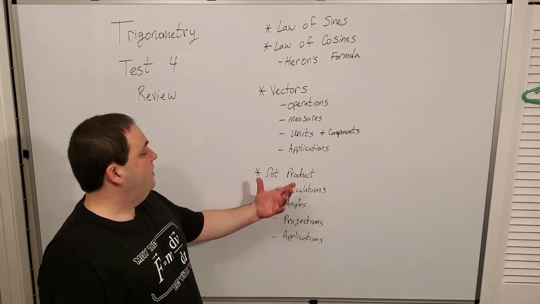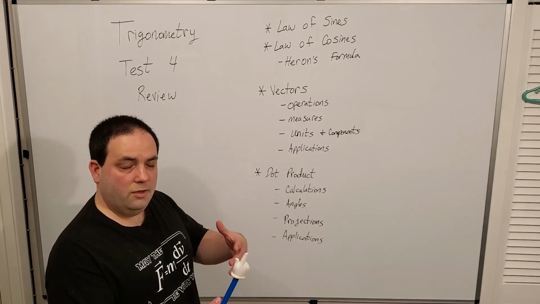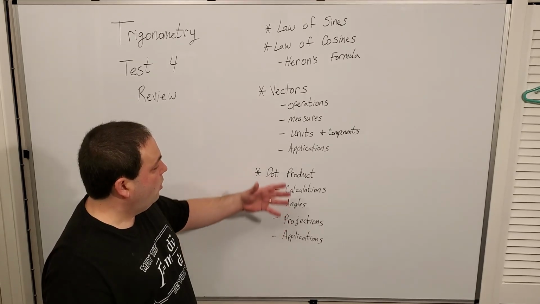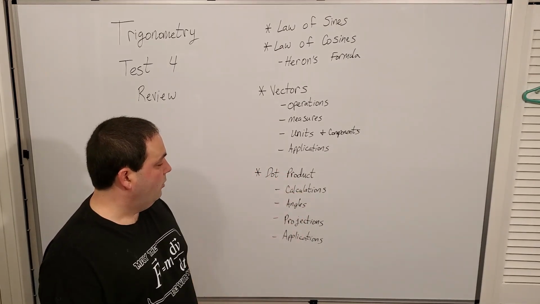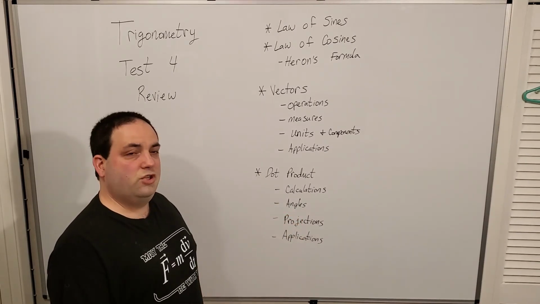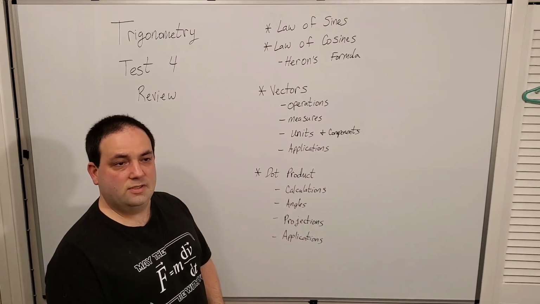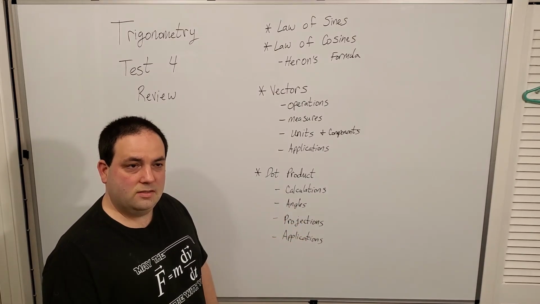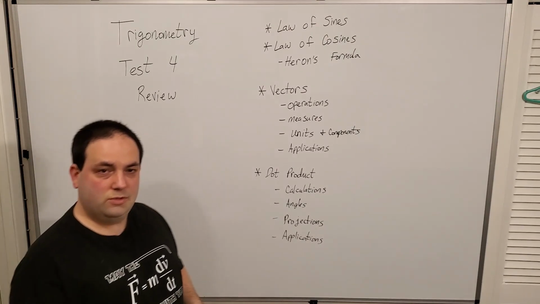And then the dot product of vectors is a whole other important section, and all of the applications that come from dot product, just calculating it all the way to angles between vectors, the projection of a vector onto another, and then applications of projections and dot products inside of these word problems.